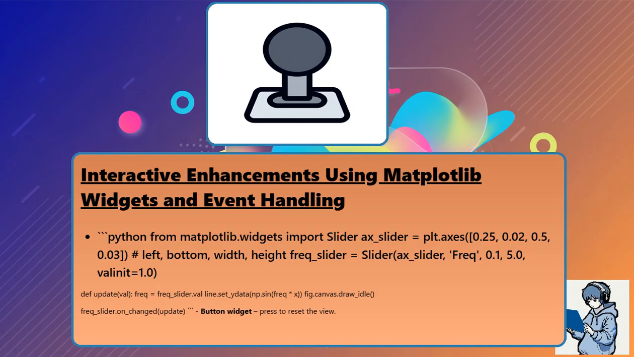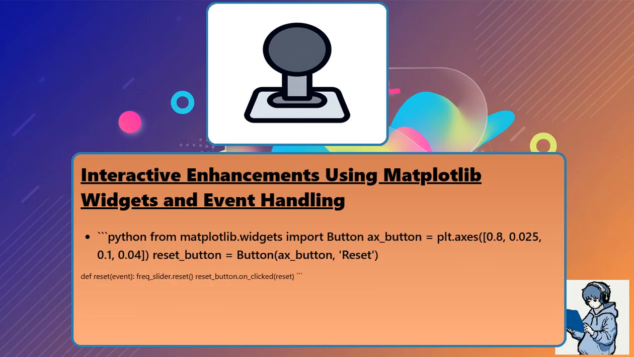Button widget: press to reset the view. from matplotlib.widgets import Button. ax_button = plt.axes([0.8, 0.025, 0.1, 0.04]). reset_button = Button(ax_button, 'Reset'). Define reset(event). Inside the function, freq_slider.reset(). reset_button.on_clicked(reset).